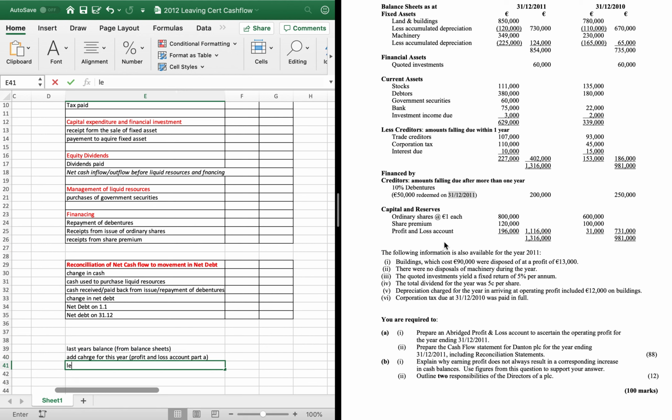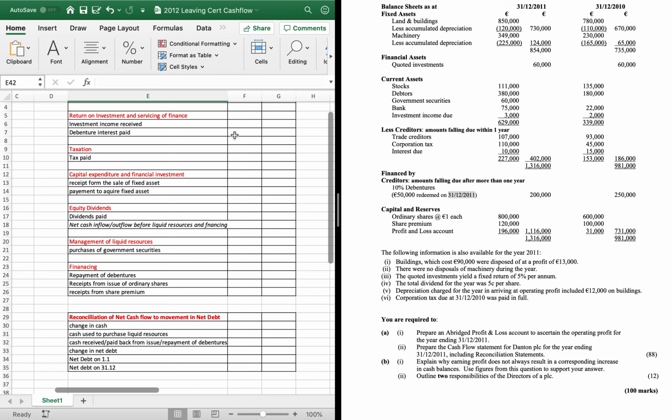And then we take away whatever's left over at the end of the year. So we take away the balance from this year's balance sheet. And that'll give us what we've paid. So if we always follow that process: what were we owed, or what do we owe, at the start of the year? What did we earn during the year, or were billed during the year? And then what's left at the end of the year. If you add the first two and take away the third, you will get what you've paid.